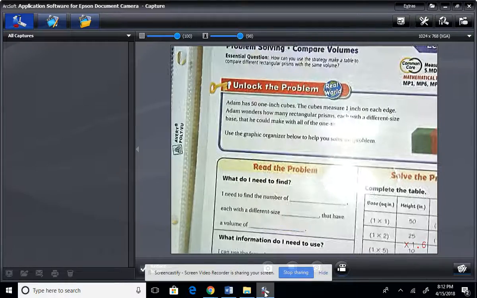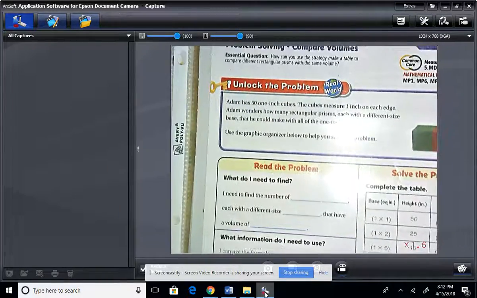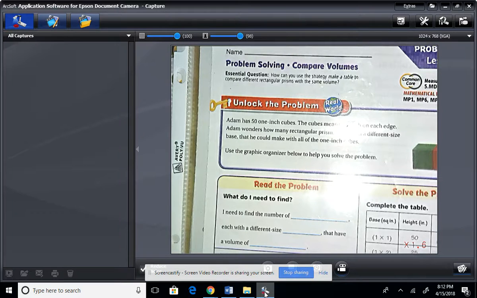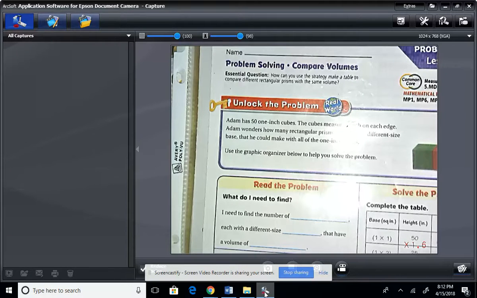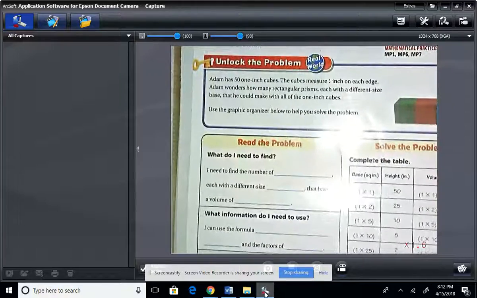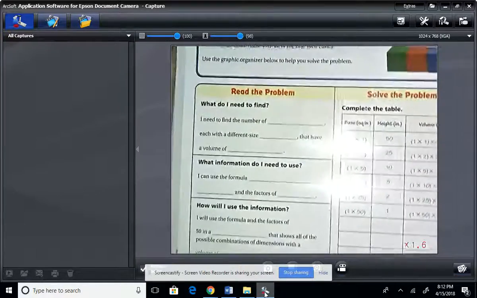All right, guys, we're going to stretch our brains this one. Adam has 51-inch cubes. The cubes measure 1 inch on each edge. Adam wonders how many rectangular prisms, each with a different size base, that he could make with all the 1-inch cubes. We used to do this to make boxes. How many different boxes could we make with certain measurements of things going in it? So this is kind of the same thing.